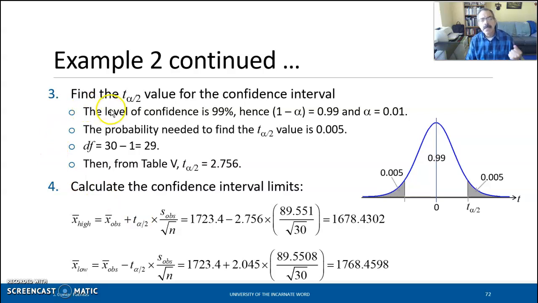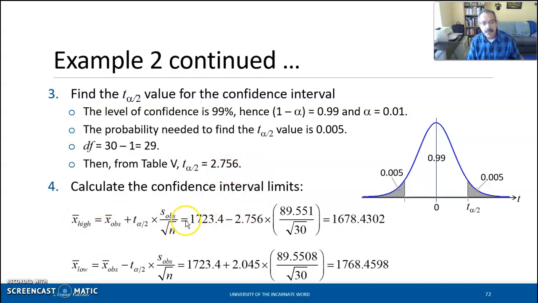Now from the confidence level, which is 99%, we find that alpha is 0.01. We divide that by 2 because we're splitting that probability between the lower and upper tails of the t-distribution. So that probability is 0.005. With the degrees of freedom, which is the sample size minus 1, which is 29, we go into table 5 and we find that the t-value is 2.756. Please verify that this number is correct. That way you practice using table 5.